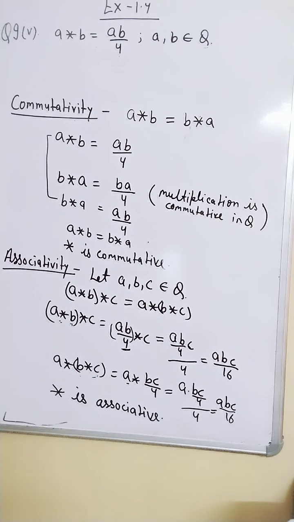Clear? So I hope you understood how we check the commutativity and associativity, right?